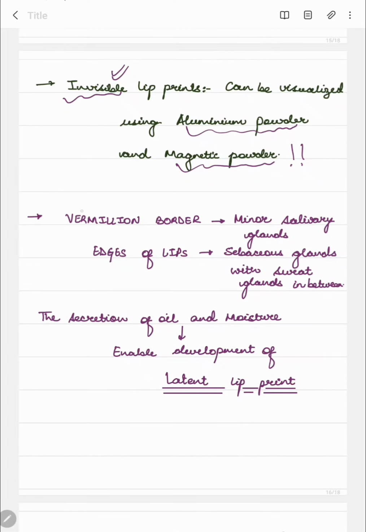Now the vermilion borders and edges of the lips have salivary glands and sebaceous glands. These glands secrete oil and moisture, and this oil and moisture helps in the development of the latent lip print.